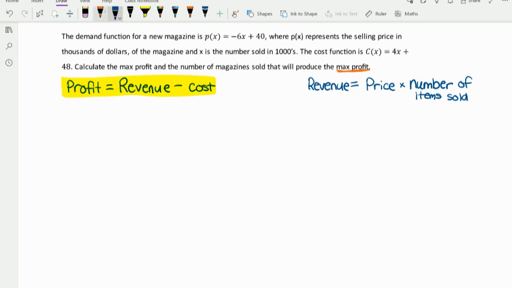So let's take a look at our question again. We want to start with our revenue so we can plug it into the profit. And again, I'm going to highlight this because this is important for you to know. I will definitely ask similar questions on a quiz or a test. All right, let's start with the revenue. The price is given here, right?